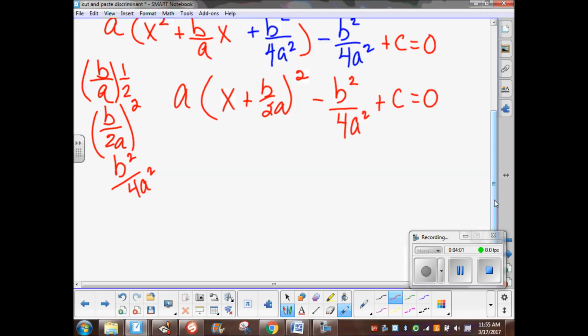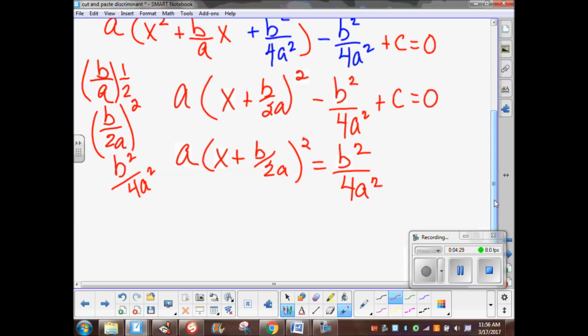From here, I want to start to isolate what is squared. So in other words, I've got to move that minus b squared divided by 4a squared, and I've got to move that positive c over to the other side of the equation because I need to isolate. I need to solve for x. That's what I'm solving for. So it becomes b squared over 4a squared minus c.